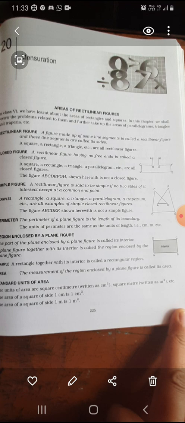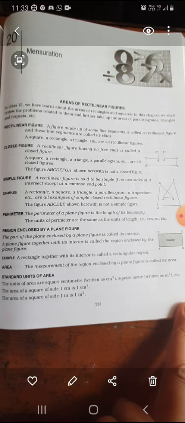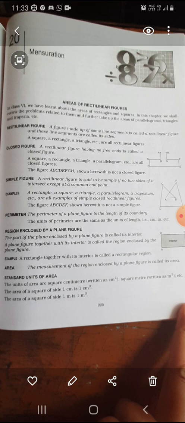When no two sides of a figure intersect, then it is known as a simple figure. Here you can easily see that BC and AF intersect at one point, so it is not a simple figure. Now, what is perimeter? Perimeter is the length of the boundary.